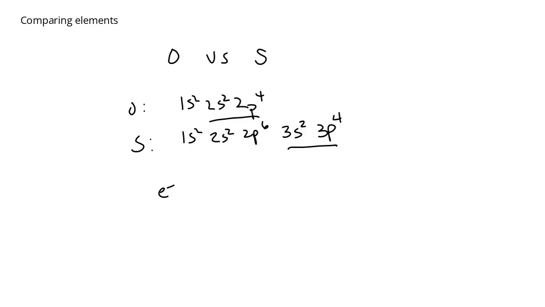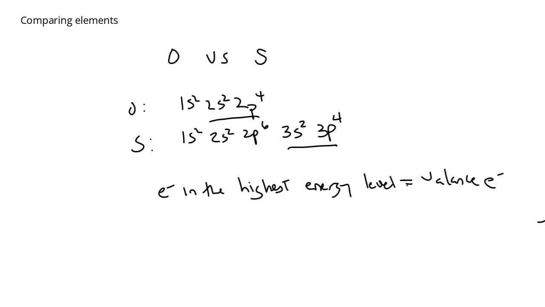So electrons in the highest energy level are your valence electrons. And now we can talk about valence electrons. Okay, so if I were to look at selenium, because it comes after S coming down in the periodic table, that one will end up in 4s2, 3d10, 4p4. And that's the other thing I'm going to mention here.